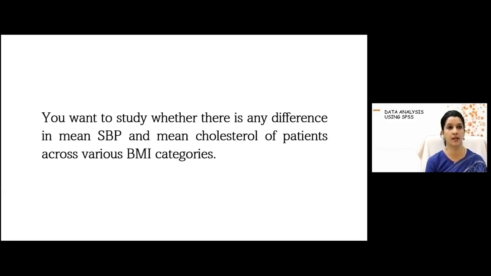So now coming to the example, if I want to study whether there is any difference in mean systolic blood pressure and mean cholesterol of patients across various BMI categories, and the BMI categories are normal, overweight, and obese. So if I see the assumptions, my dependent variables are systolic blood pressure and cholesterol, both of them are continuous in nature, and my independent variable is the BMI category, and that has more than 2 categories. Here it is 3 categories.